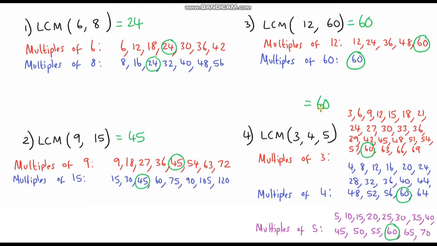Now you may have been thinking while you were doing that long arduous task of writing out all of the multiples of each number, is there a quicker way of getting the answer? And the short answer to that is yes, there is. And it involves prime factorization, which we have already covered in previous videos to do with factors and the highest common factor. And we can also apply that to the lowest common multiple.